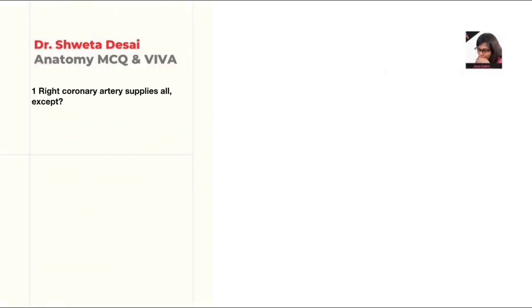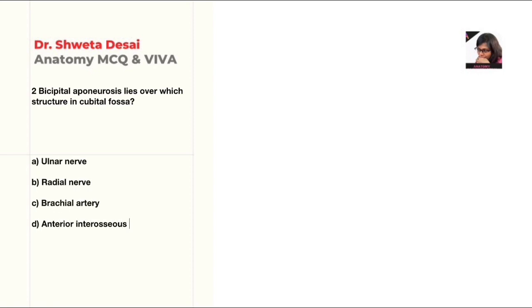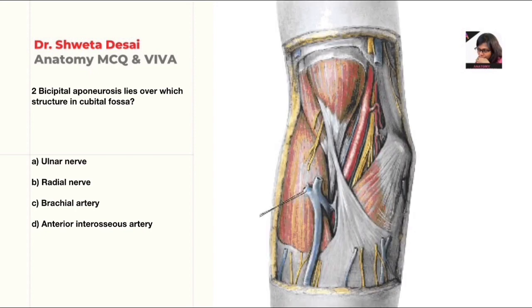Question number 1. Right coronary artery supplies all except anterior two-thirds of ventricular septum, SA node, AV node or left bundle branch. The correct answer is A, anterior two-thirds of ventricular septum. The next question, bicipital aponeurosis lies over which structure in cubital fossa? Options are ulnar nerve, radial nerve, brachial artery or anterior interosseous artery. Correct answer is C, brachial artery.